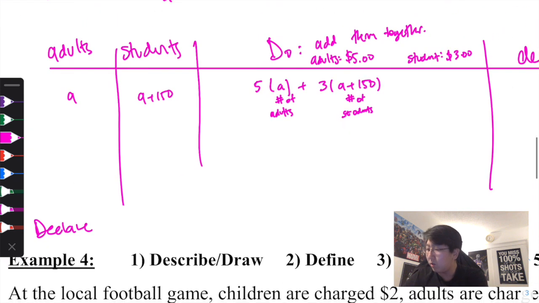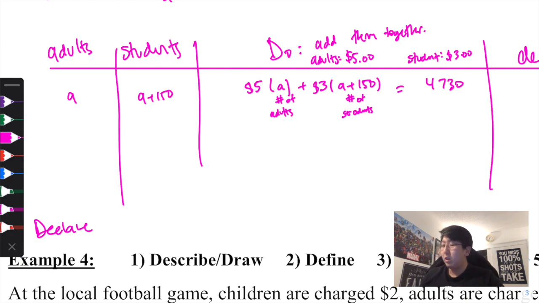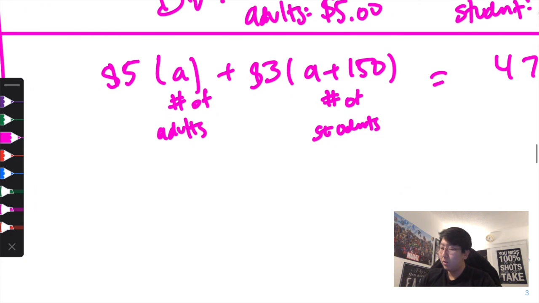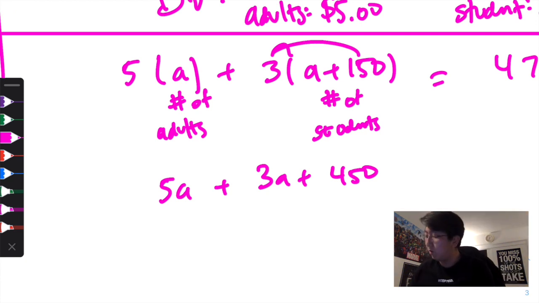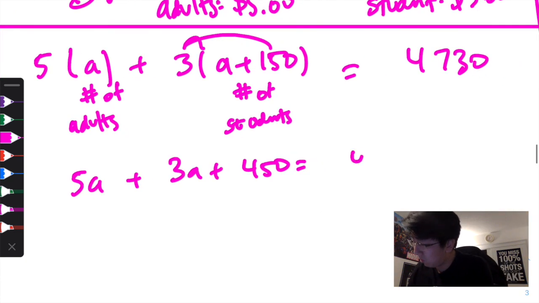So if it's $5 for each adult and $3 for each student, that should equal 4,730. Okay, so let's say that this is 5 times A, is 5A, plus, distribute, 3A plus 450. That needs to equal 4,730.